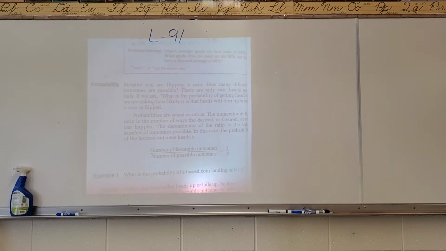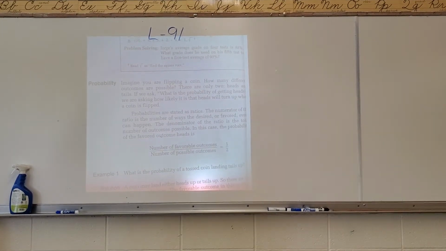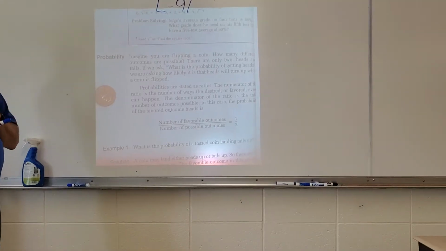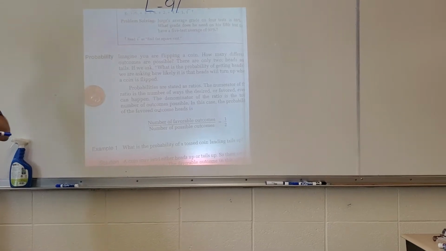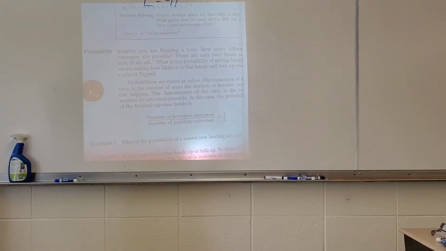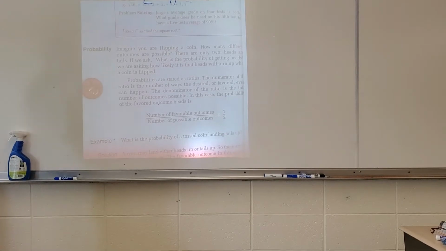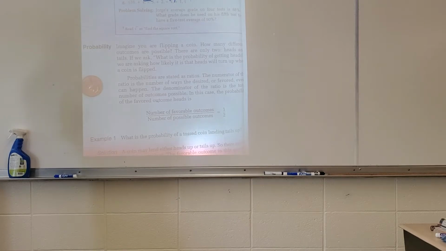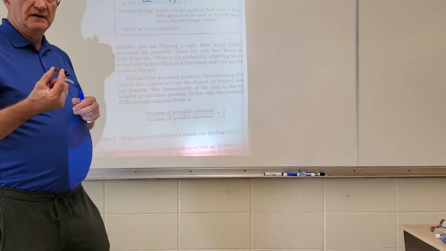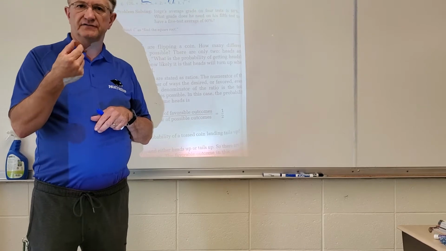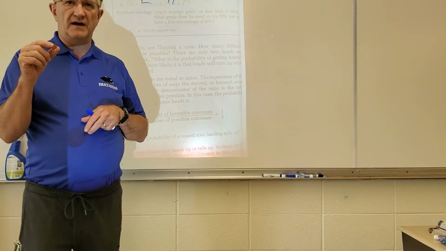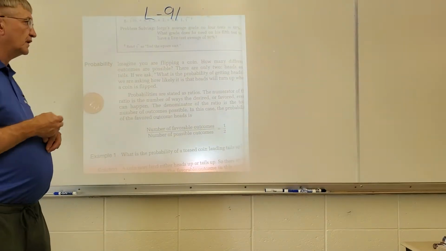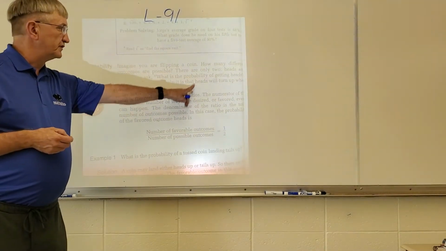Probability. It says, imagine you are flipping a coin. I paused there because I forgot to get my coins. So anyway, imagine you're flipping a coin. I've got a picture of a penny up here, and I'm going to have another one in my hand. How many different outcomes are possible? For every penny, we have a heads and a tails. Doesn't matter how many times I flip it, I'm still going to have a possibility of two. There are only two, heads and tails.